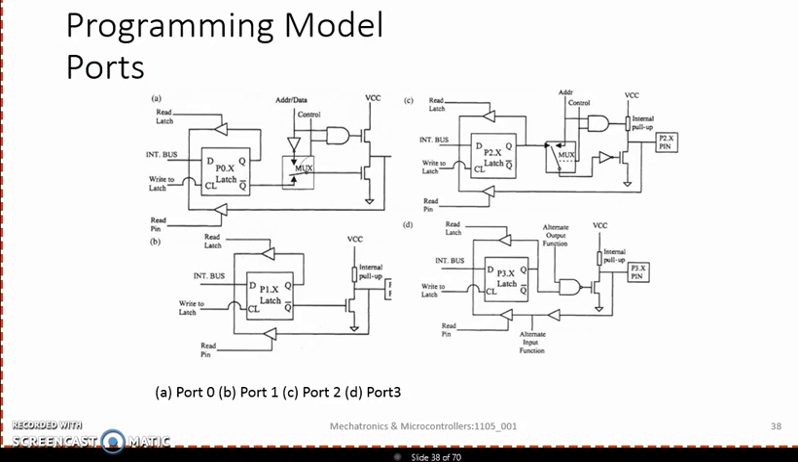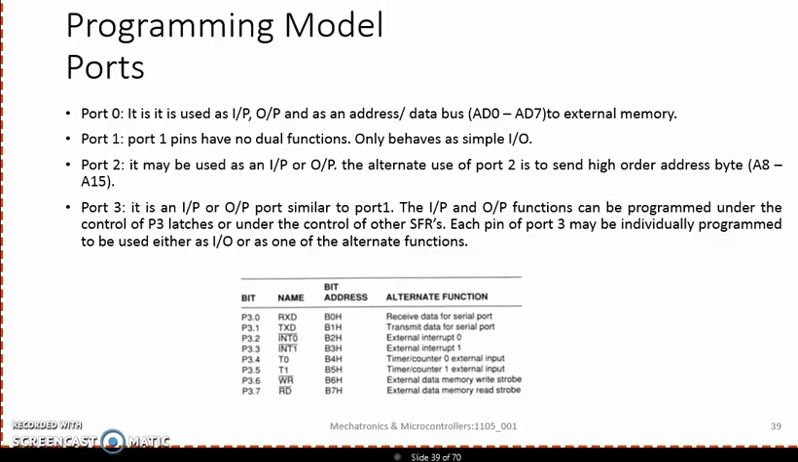The diagram shows all 4 port pin structures: port 0, port 1, port 2 and port 3. Port 0 can be used as input, output and as an address and data bus to external memory. Port 1 has no dual functions. It behaves as a simple input and output port. Port 2 may be used as an input or output port, and also it is used to send the higher order address byte. Port 3 can be used as an input and output port similar to port 1.